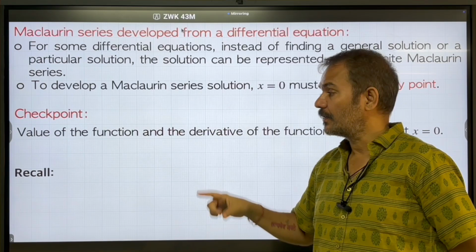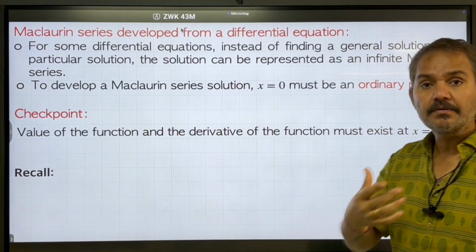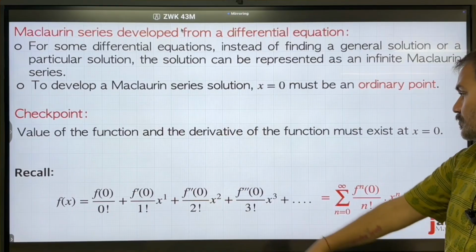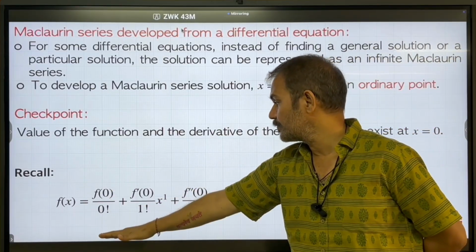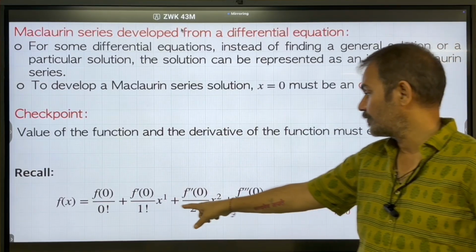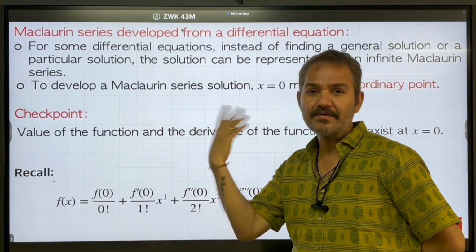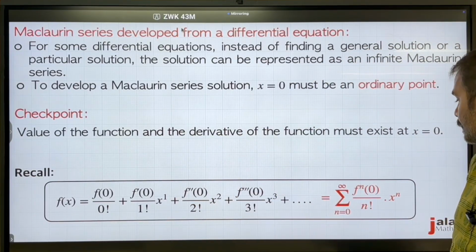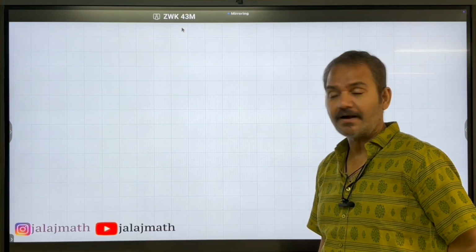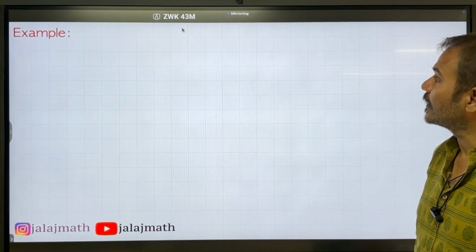Now, before we continue, I would like you all to recall the Maclaurin series. This is the Maclaurin series: the value of the function over 0 factorial, plus the first derivative of the function at 0 over 1 factorial times x, plus, and so on and so forth. So let's explore it with the help of an example. So here is an example.